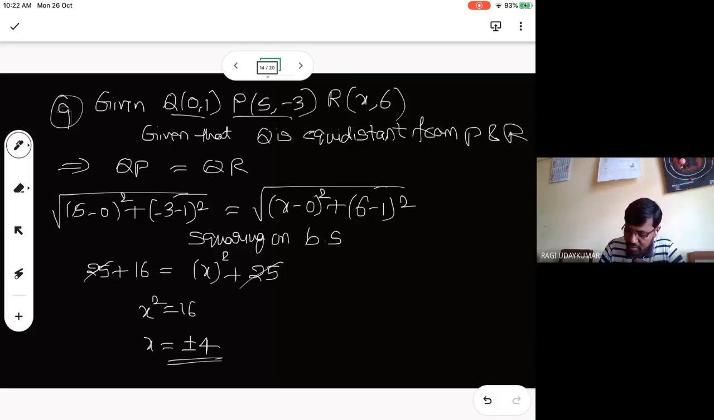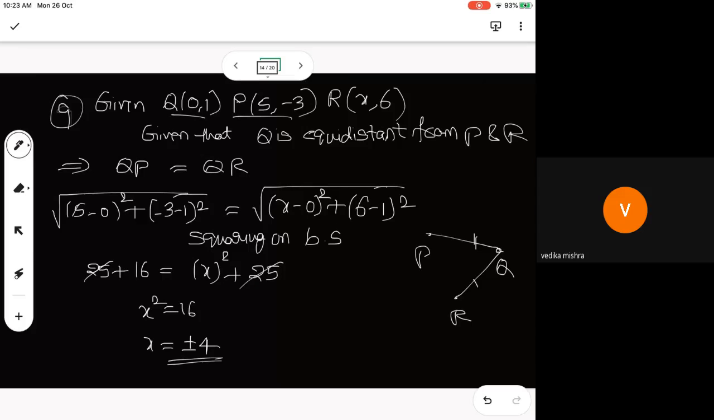See here, you may have the point Q here, and P here, and R here. So the distance of these two is the same. Okay? Did you understand? Is there any doubt in this? No, sir, it is very clear.